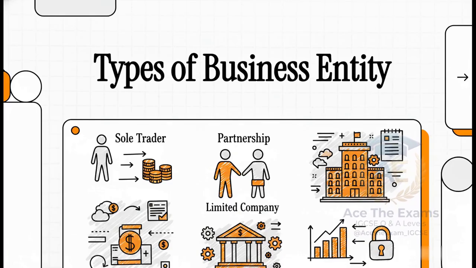Today, we are undertaking a completely exhaustive, masterclass-level deconstruction of a critical area in your Cambridge AS and A-level Accounting 9706 syllabus. We are zooming in squarely on the fundamental structures that drive the entire commercial world, types of business entity. Whether you're looking at a sole trader, a partnership, or a limited company, understanding the theoretical foundations and the strict procedural frameworks of these entities is absolutely paramount. It's the bedrock of everything else you'll do.